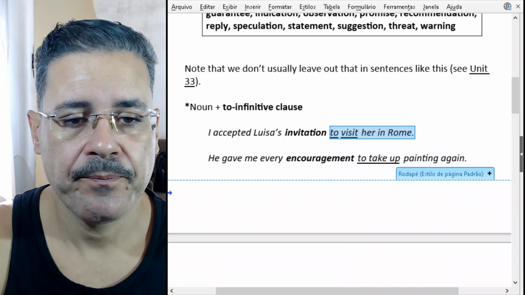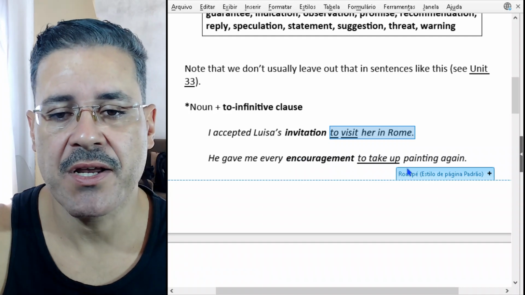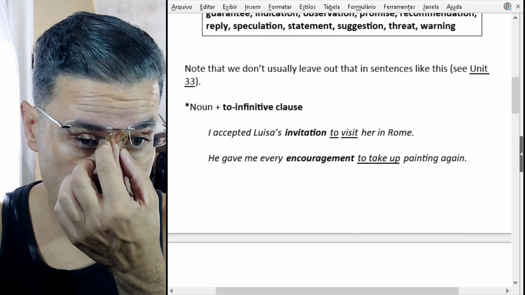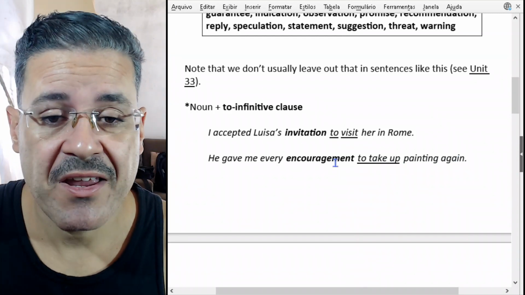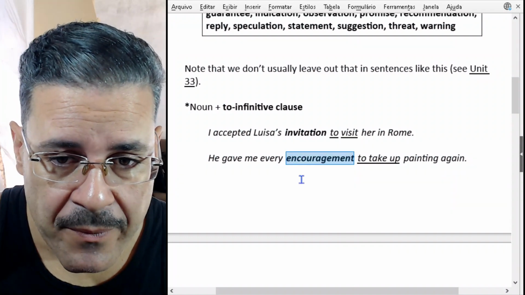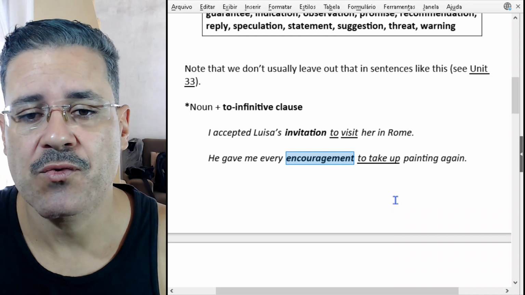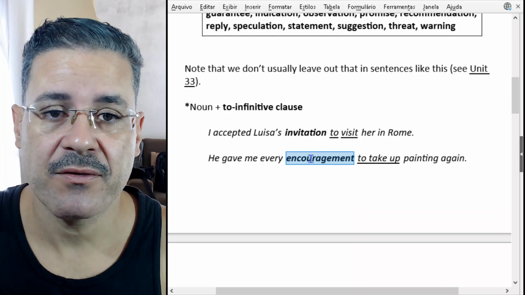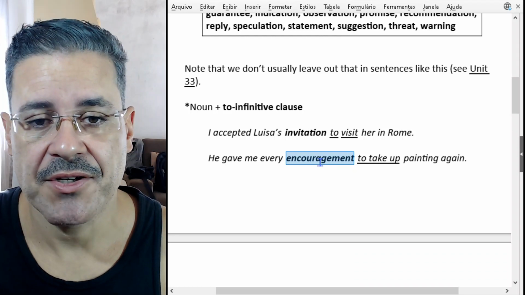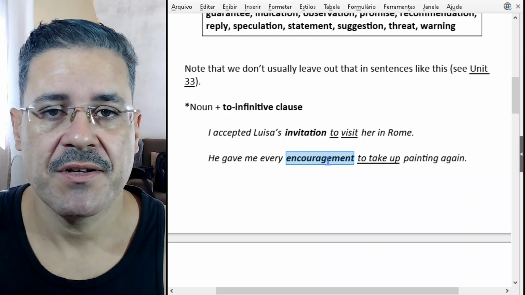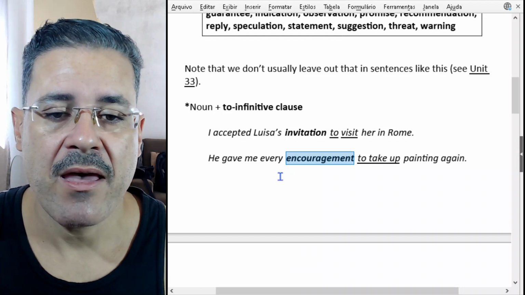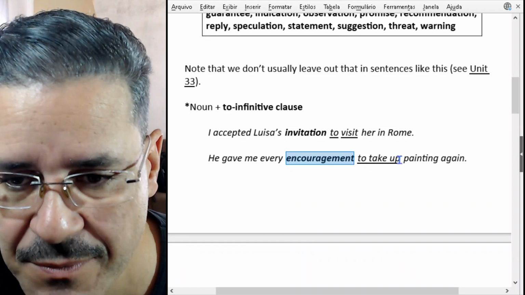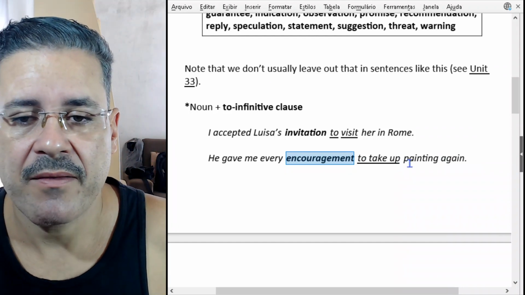Or even, he gave me every encouragement to take up painting again. This is the to-infinitive clause. He gave me every encouragement. This is a noun, but in that pattern we don't use a that clause, we're using a to-infinitive clause. It comes from the verb to encourage, and it becomes encouragement. He gave me every encouragement to take up painting again, to start making that activity of painting.